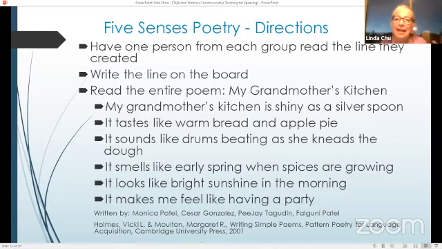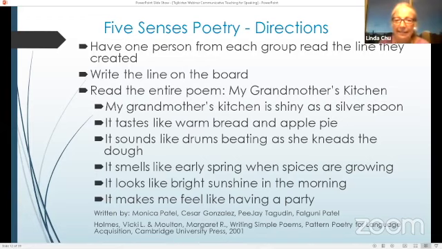It smells like early spring when spices are growing. So now you're getting more sensory input and you can smell the spices. It looks like bright sunshine in the morning. It makes me feel like having a party. So you really get the idea of what students said about their grandmother's kitchen here, okay? This is one that is done with the whole group.